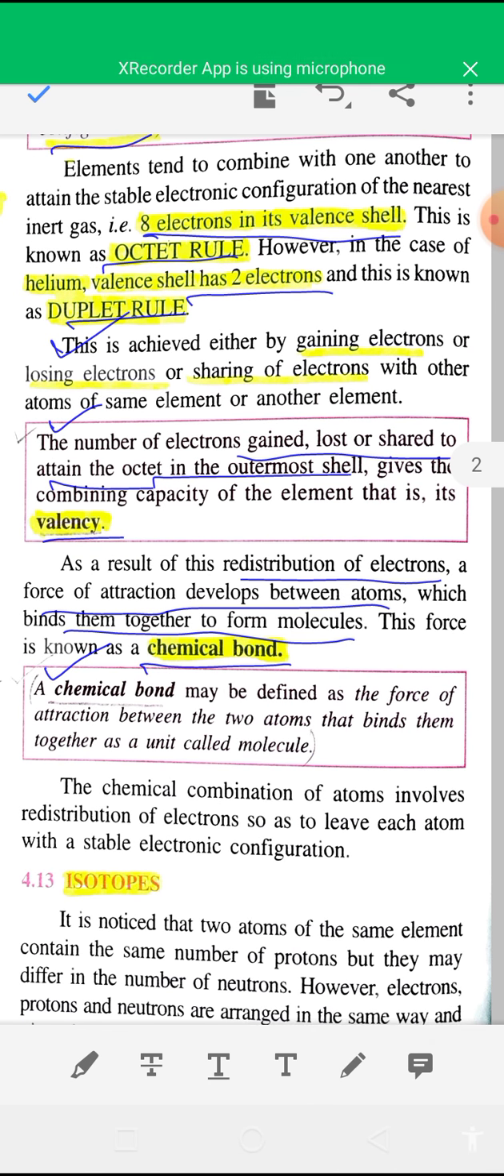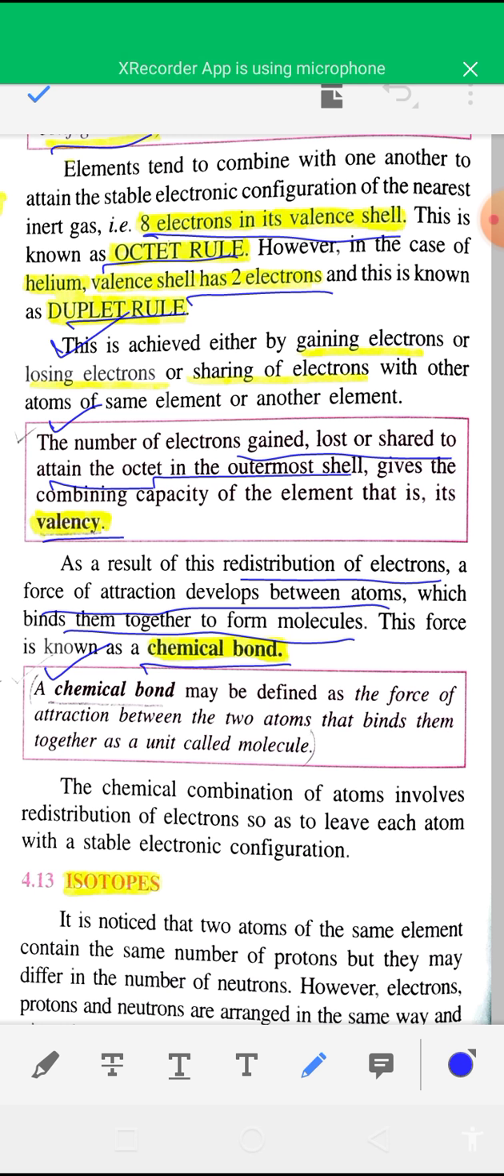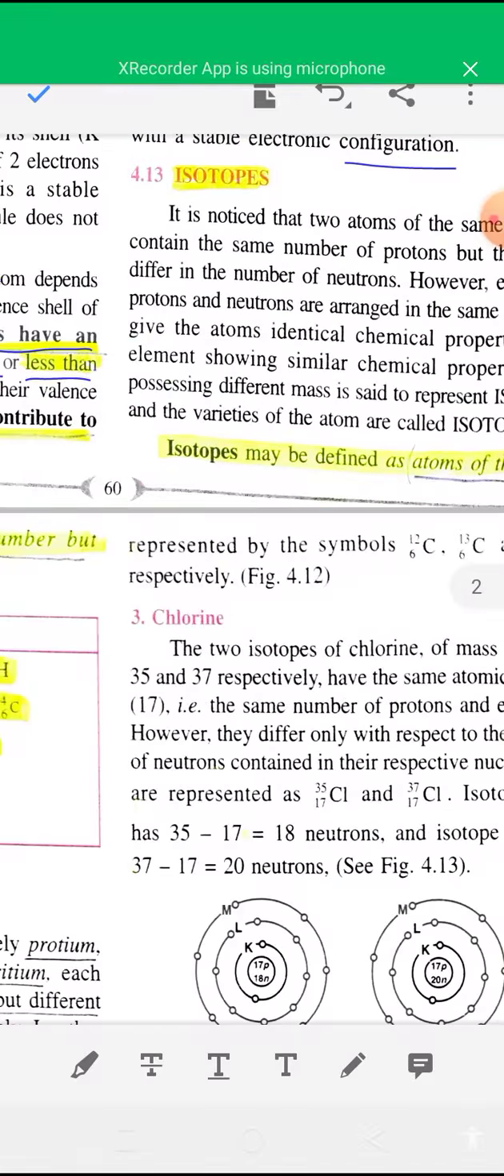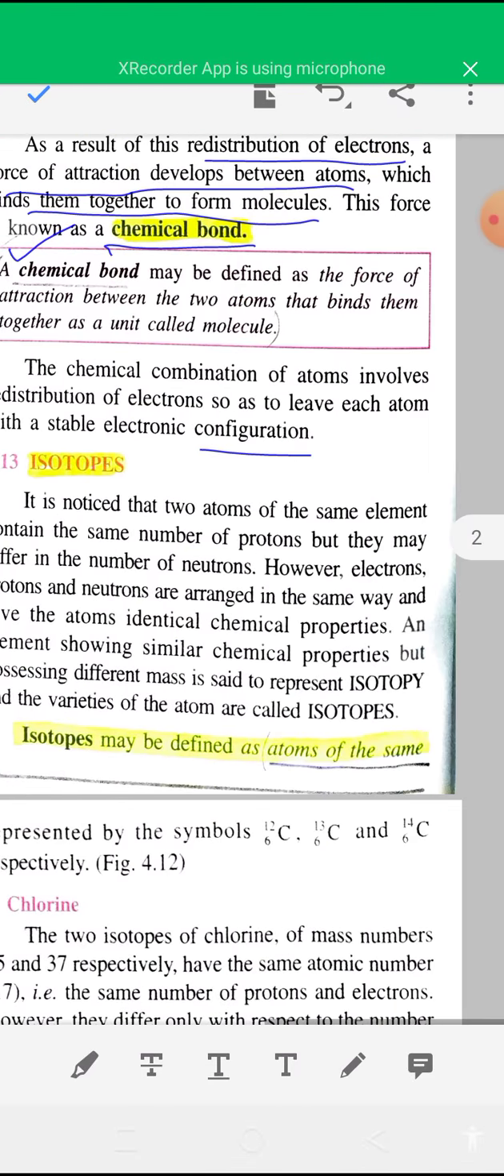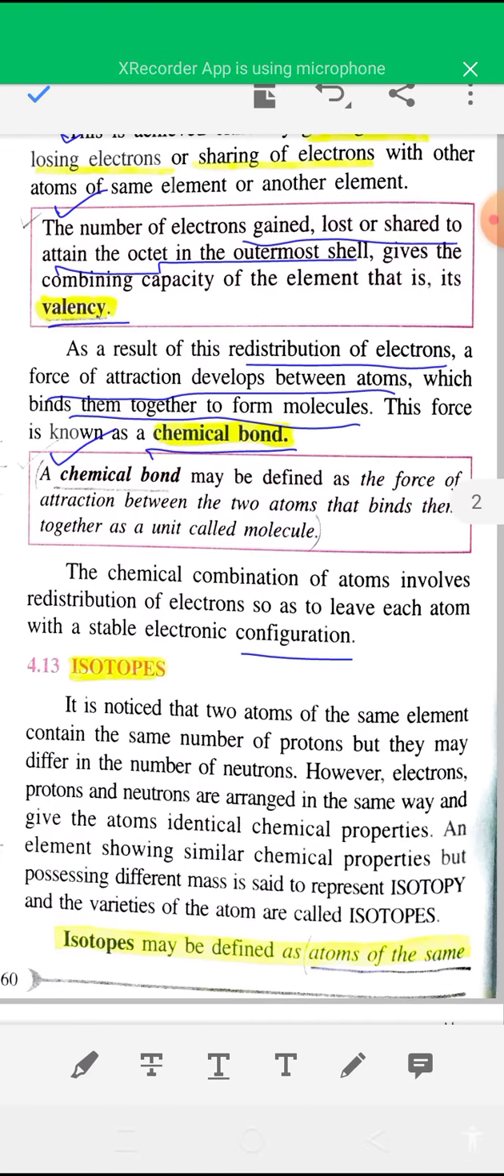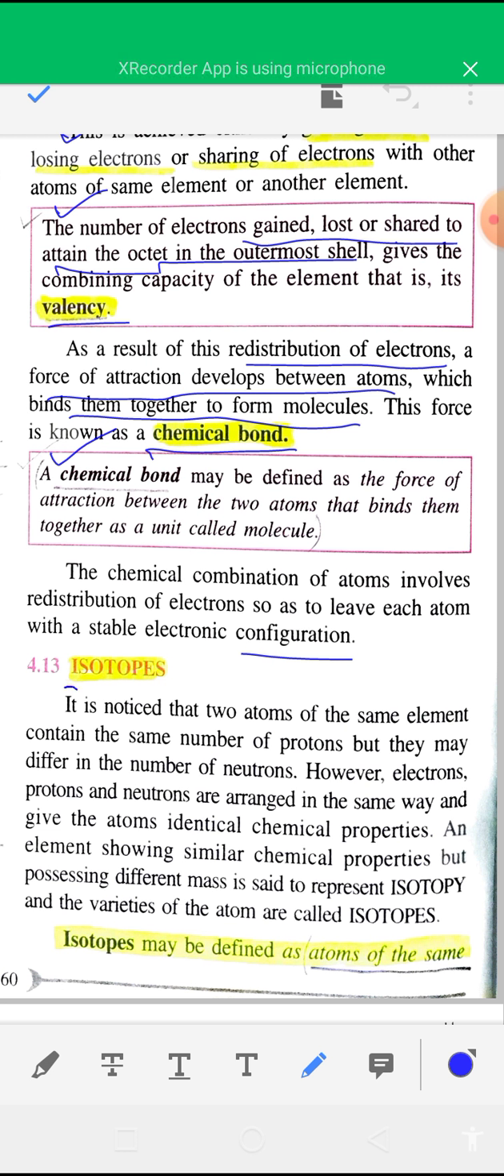So the chemical combination of atoms involves redistribution of electrons so as to leave each atom with a stable electronic configuration. So elements combine chemically or form chemical bonds to attain stable electronic configuration. Now the isotopes. Types of chemical bonds I will discuss in the next class.